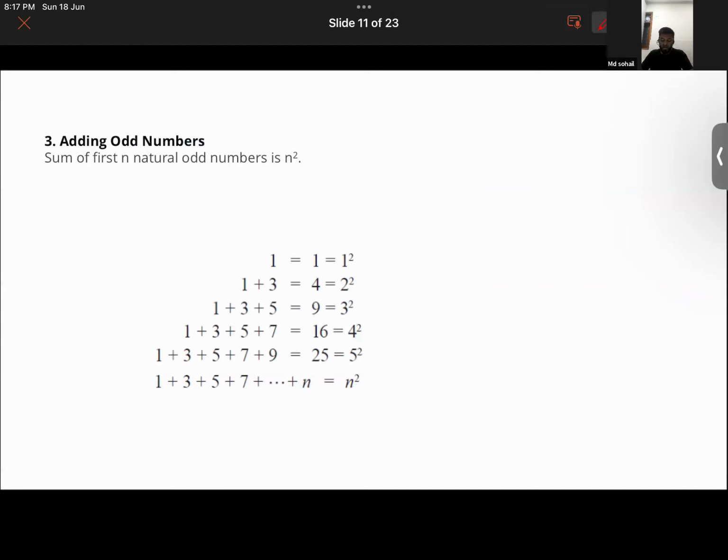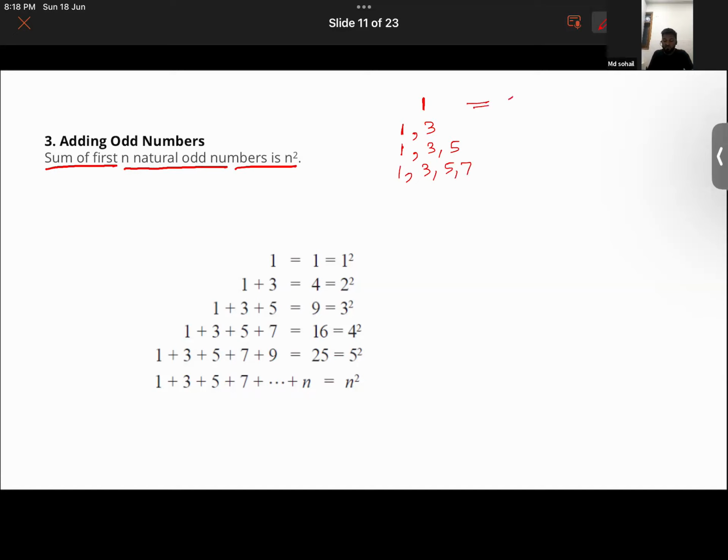Now let's move ahead to odd numbers. How do we add odd numbers, and what pattern do we observe in them? See here. Basically, the formula says that the sum of the first n natural odd numbers is n square. Let's say you have 1, then 1 and 3, consecutive odd numbers we are writing here. Then 1, 3, 5. Then 1, 3, 5, and 7.